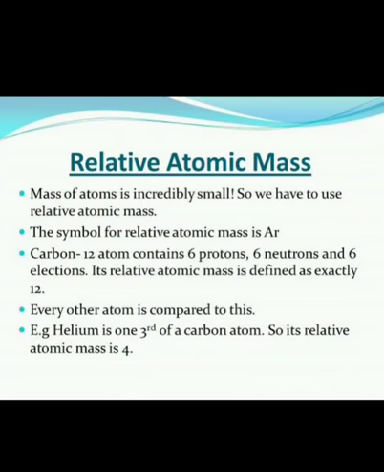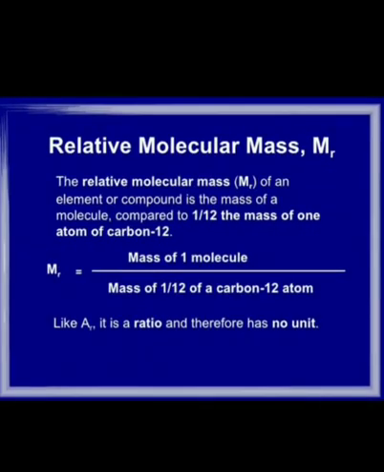Relative atomic mass or the atomic weight of an element is the number of times one atom of an element is heavier than 1 by 12th the mass of an atom of carbon 12. Remember that relative atomic mass, that is RAM, is equal to the mass of one atom of the element divided by 1 by 12th the mass of one atom of carbon 12. Clear?